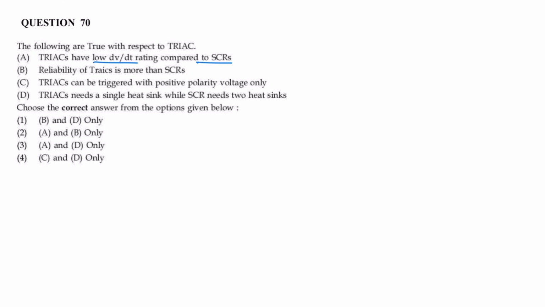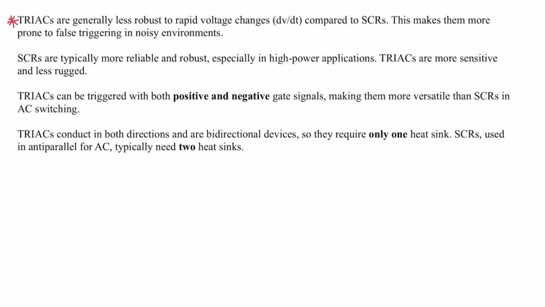Statement B, reliability of triacs is more than silicon controlled rectifier. So statement B is wrong. Reliability of triacs is less than silicon controlled rectifier. SCRs, silicon controlled rectifiers, are more reliable and robust, especially in high power applications. Triacs are more sensitive and less rugged.